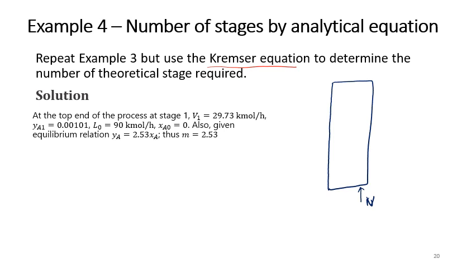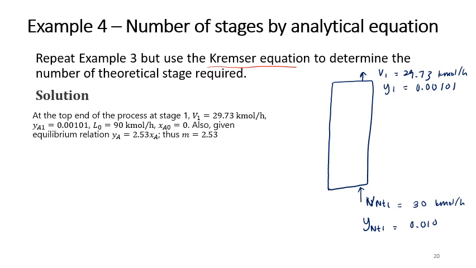You have Vn plus 1 equals 30, and V1 equals 29.73 kmol per hour, and Yn plus 1 equals 0.010, and Y1 equals 0.00101. You have L naught equals 90, and X naught equals 0, and you have Ln equals 90.27 kmol per hour, and Xn equals 0.003.